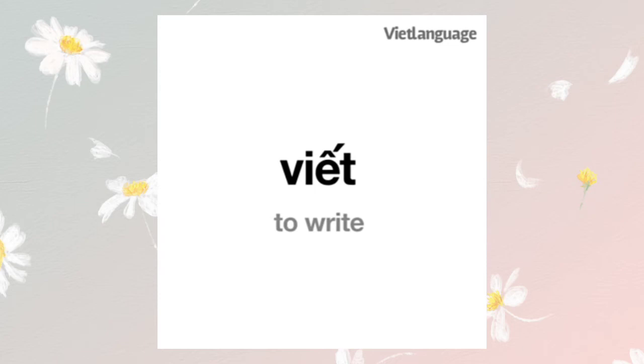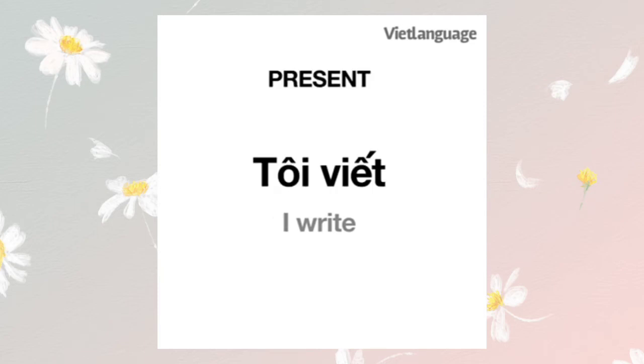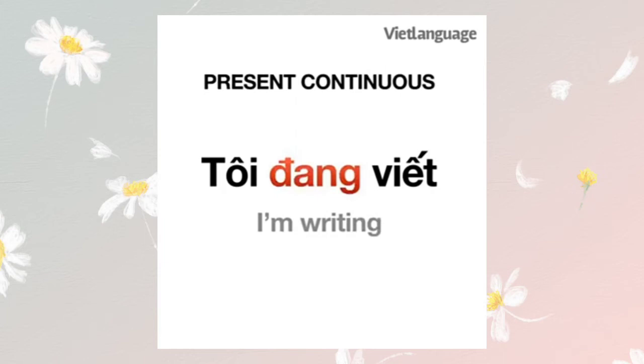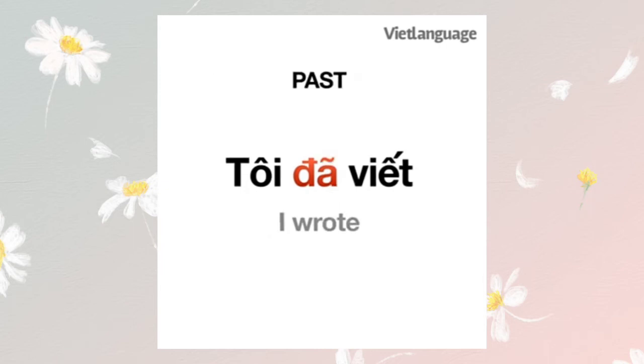Now let's practice the tenses with another verb. Viết, that means to write. I write is tôi viết. How do you say I am writing? Tôi đang viết. How do you say I wrote? Tôi đã viết.